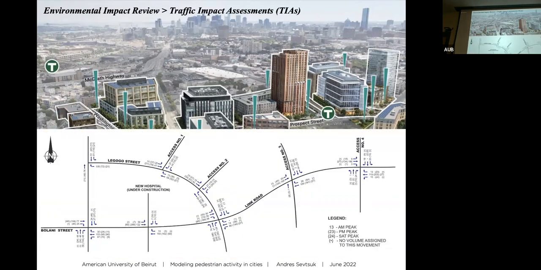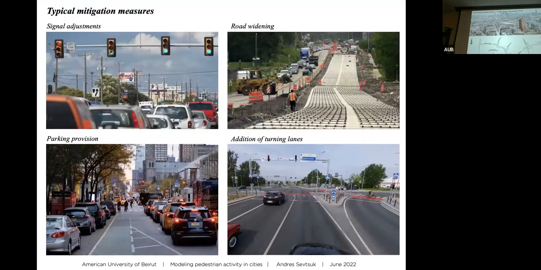As part of this traffic impact assessment, developers will have to analyze how the proposed development will create traffic flow during peak hours on the city streets. And if those peak hour traffic flows exceed the level of service that the street is designed for or currently has, then they result in various mitigation measures. For instance, they will result in signal readjustments, road widenings, extra parking provisions, additional turning lanes, etc.